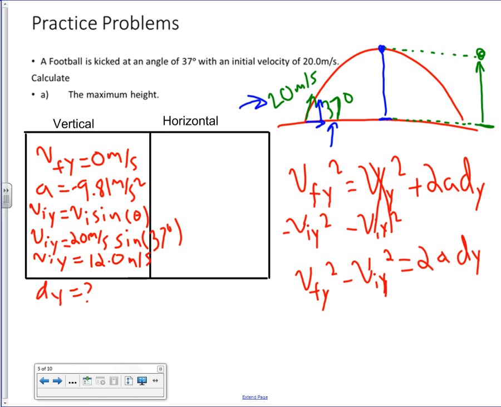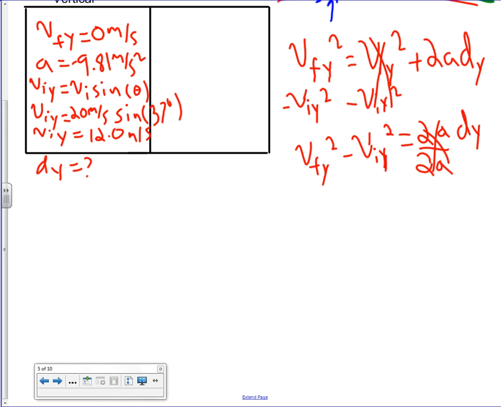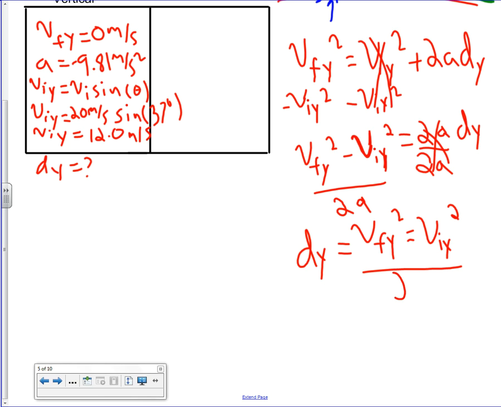Okay, so now we have to get rid of this 2a, so we divide by our 2a. I'm just going to move the dy over to the left. So we have dy equals VFY squared minus VIY squared over our 2a.